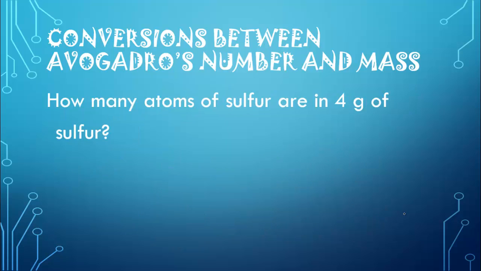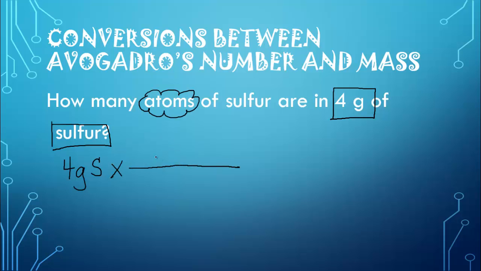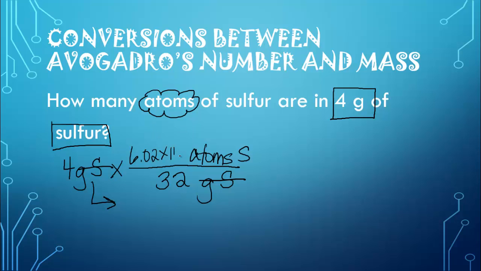Let's do another one. So how many atoms of sulfur are in 4 grams of sulfur? So this is our given. So we're starting with 4 grams of sulfur, and we're going to times our line, looking for atoms. So atoms is going to go on top. We want to get rid of grams of sulfur, so grams of sulfur is going to go on bottom. That's going to be canceled out then. So we look up grams of sulfur. So we have 32 grams of sulfur. 6.02 times 10 to the 23rd atoms of sulfur.